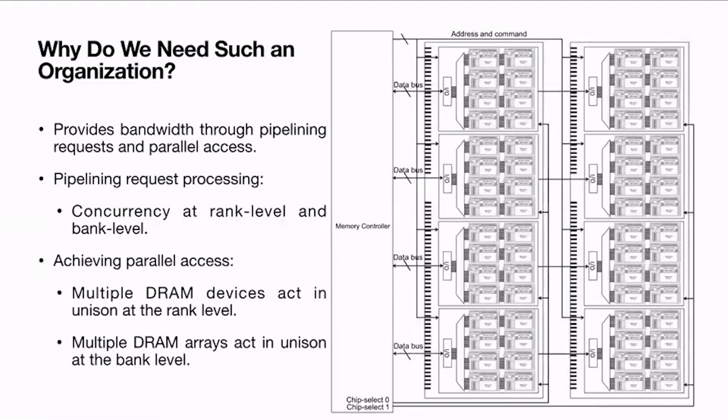And the parallel accesses, as I said previously: if I want to access a particular row, I'll be sending the request to all these 4 devices simultaneously. Now all 4 devices are working simultaneously and supplying the data. And again, multiple DRAM arrays are also working in unison at the bank level. Within a bank, because a bank is distributed across multiple devices, they'll also be supplying the data simultaneously.